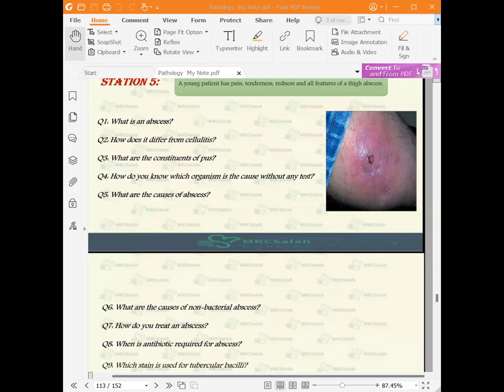Abscess, focal collection of pus that may be caused by shedding of pathogenic organism into a tissue or by secondary infection of necrotic foci. Okay. How does it differ from cellulitis?